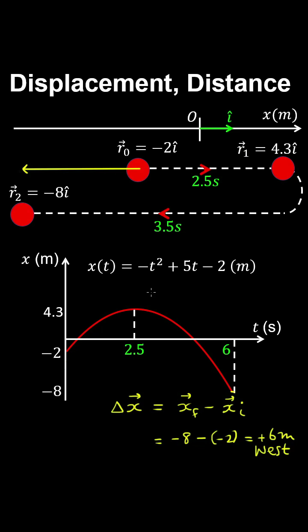Now in contrast, the distance that the particle has travelled is a scalar quantity. So it starts from minus 2 meters and goes to 4.3 meters, and then from 4.3 meters it travels to minus 8 meters. And the distance is a scalar quantity, so it has no direction.